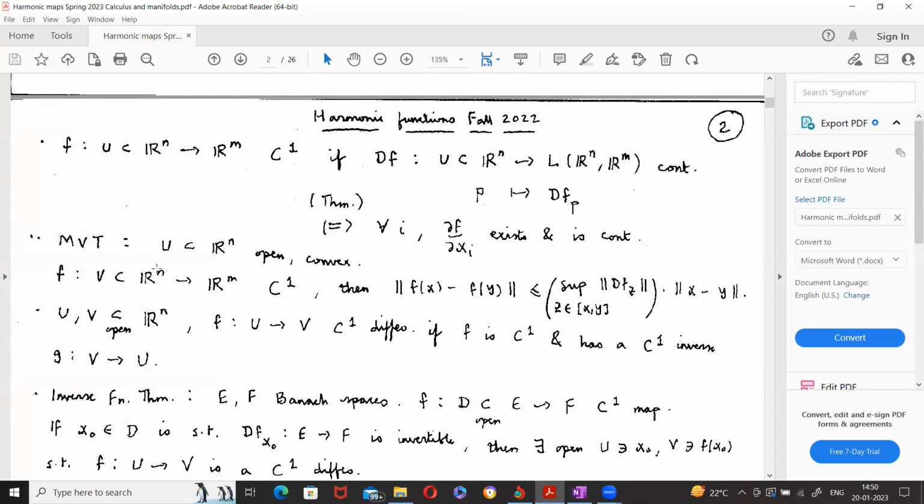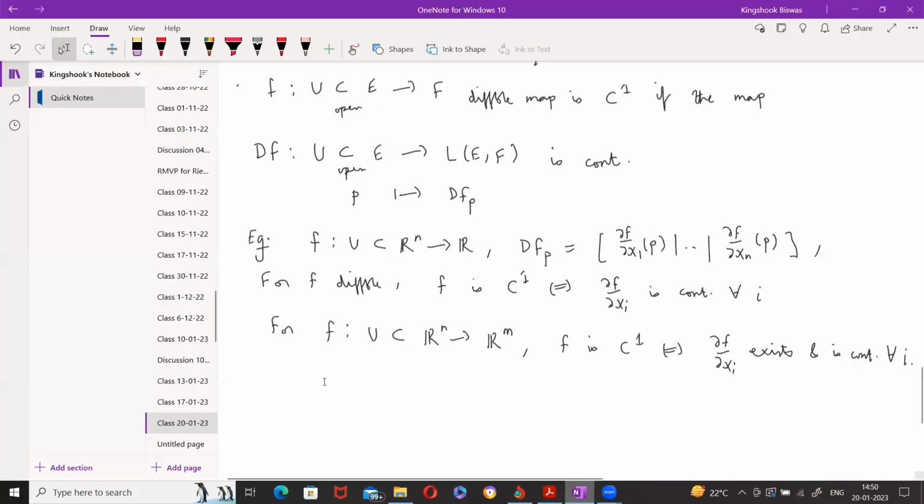So again, I've stated it for maps from Rn to Rn, but actually it holds for maps between Banach spaces. So this is the mean value theorem. Here I should assume that E and F are Banach spaces, and f is a C1 map from an open subset U of E to F.